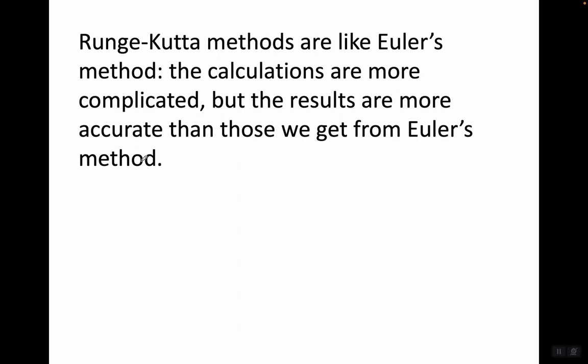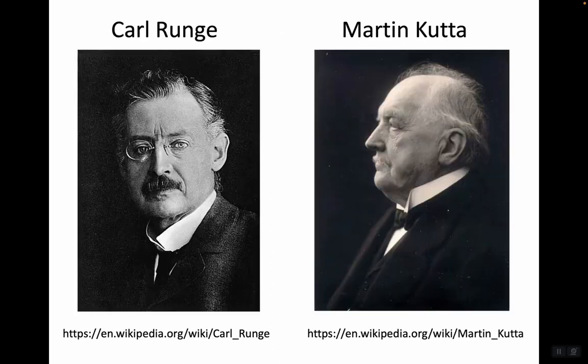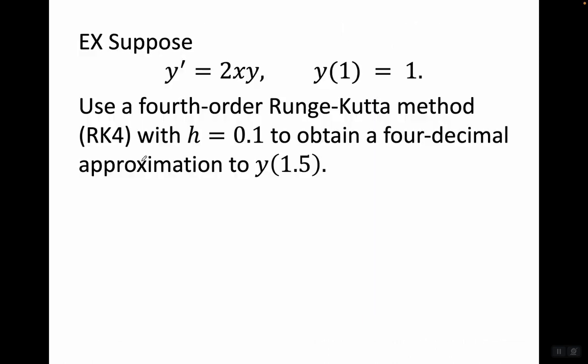Runge-Kutta methods are like Euler's method. The calculations are more complicated, but the results are more accurate than those we get from Euler's method. The Runge-Kutta method was developed by Carl Runge and Martin Kutta, two German mathematicians, in 1901.